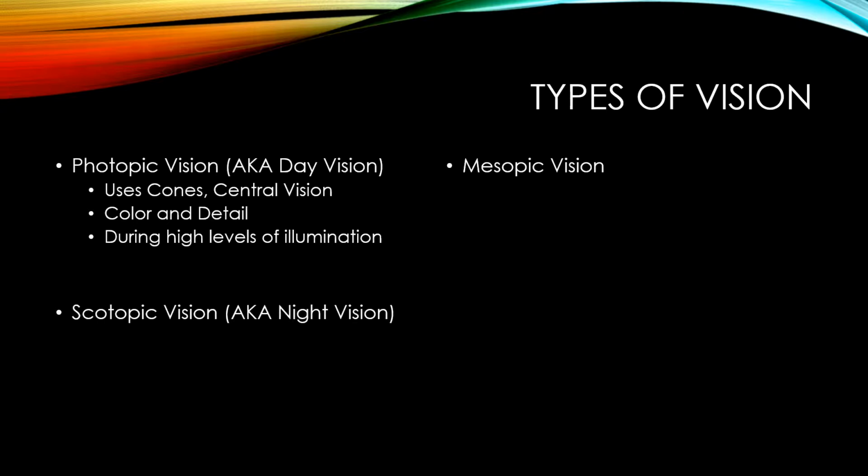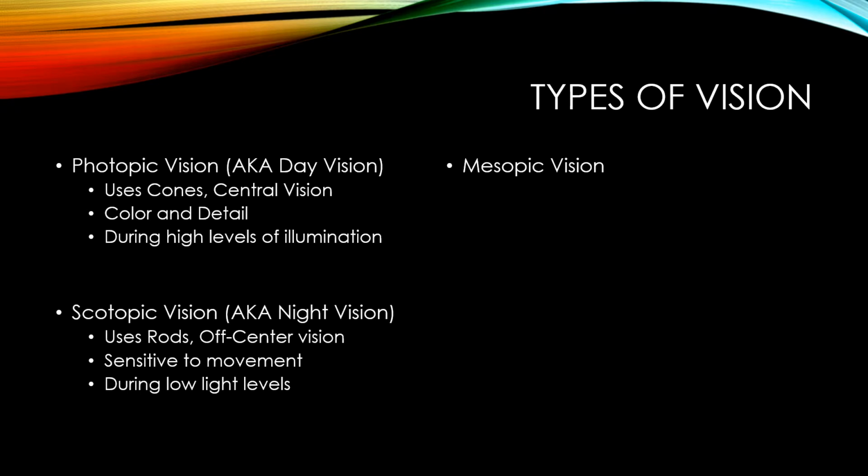So the first type of vision, it's usually used for day vision. It uses our cones and is used for central vision, and it's usually more sensitive to color and detail. Since it's called day vision, it's usually used during the day or where there's light. It's used during high levels of illumination.